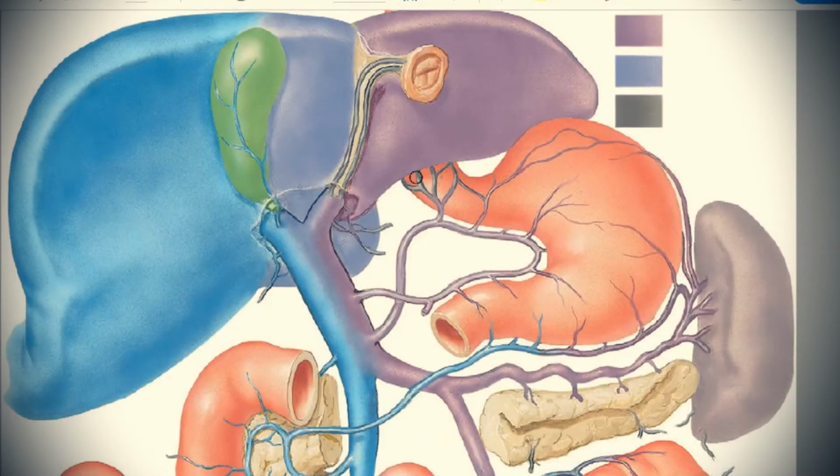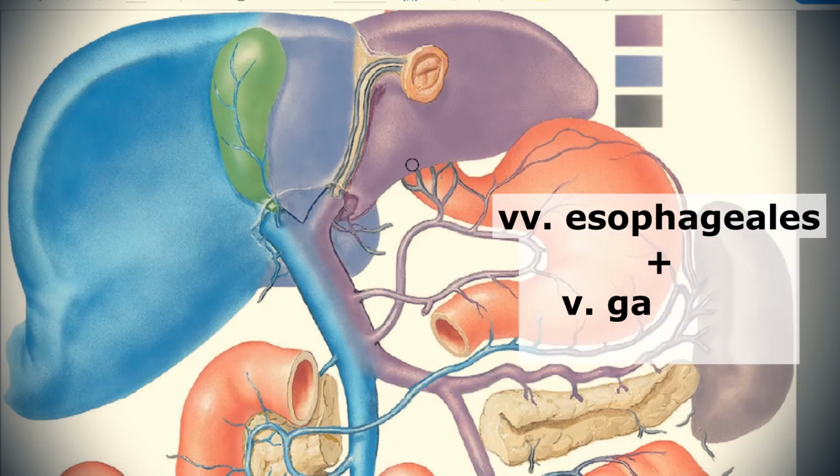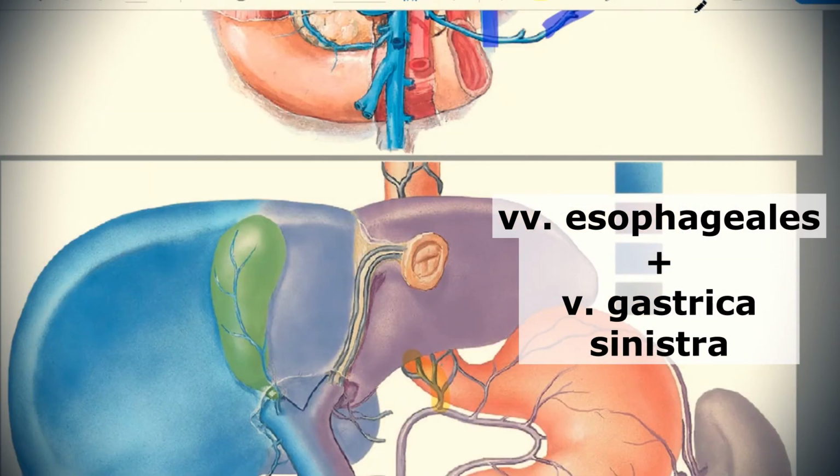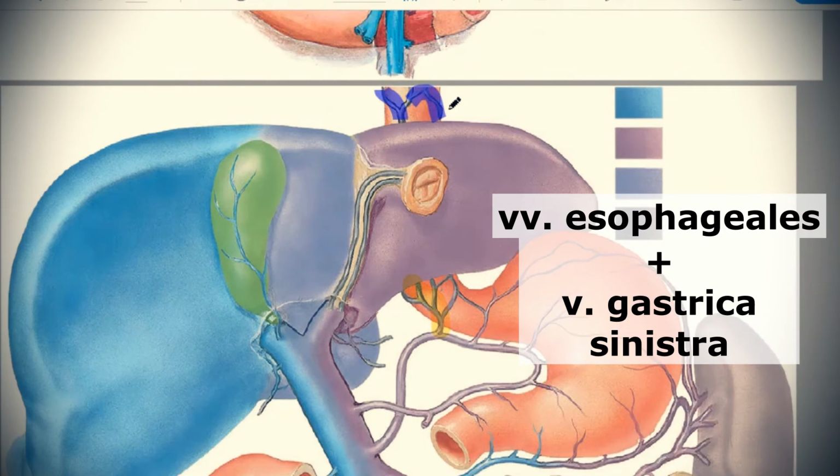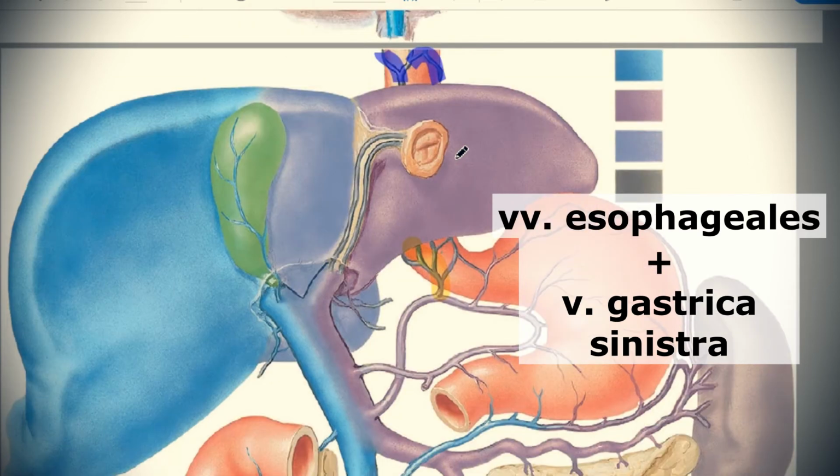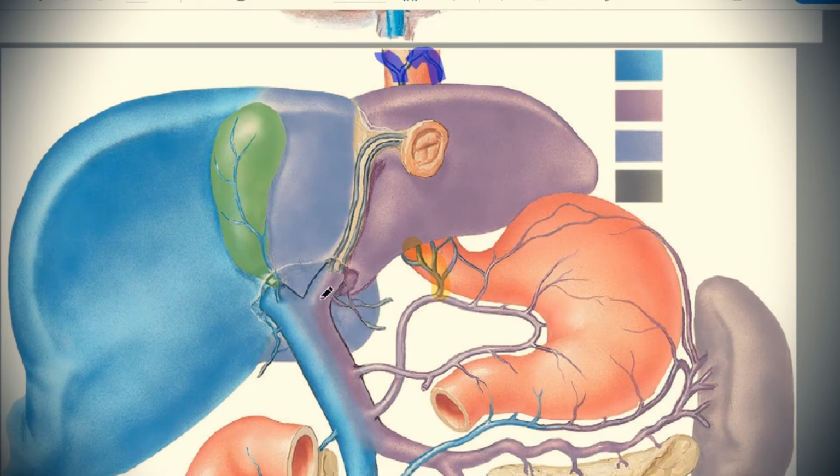From the abdominal part of the esophagus, you have vena esophagealis that falls into the left gastric vein, a tributary of vena porta. But the thoracic part and cervical part of the esophagus have veins that drain into azygos, brachiocephalic veins, and also inferior thyroid veins that are tributaries of vena cava superior. So this plexus esophagealis is an intersystemic anastomosis between cava superior and vena porta.